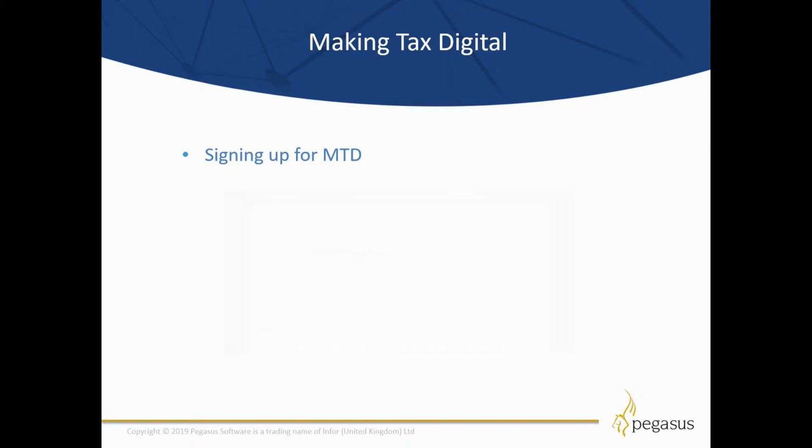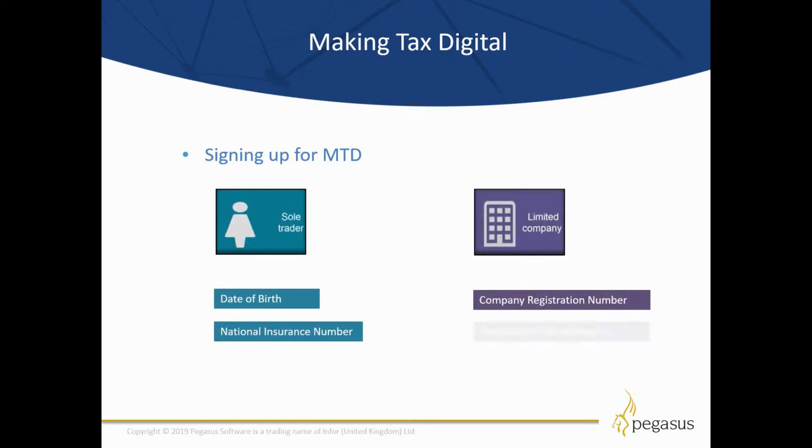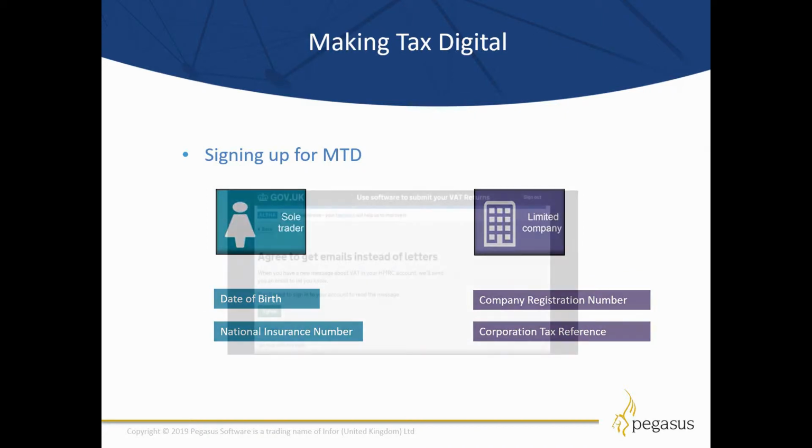Now, depending on which option you select, the next question may vary. For a sole trader, you'll be asked what is your date of birth and your national insurance number. In this example, we will sign up as a limited company, in which case you will be asked for your company registration number and corporation tax payer reference number.